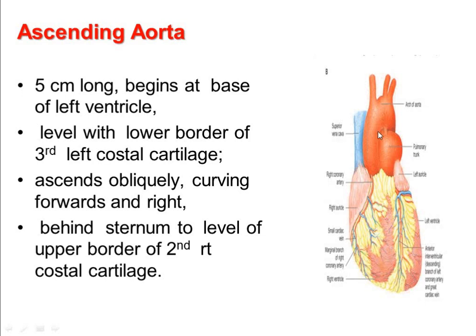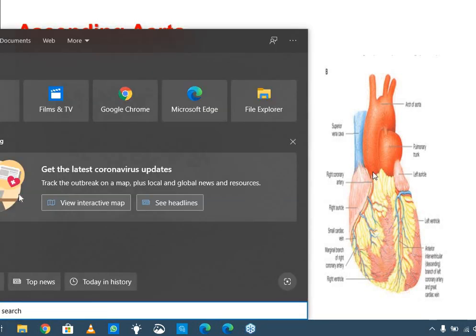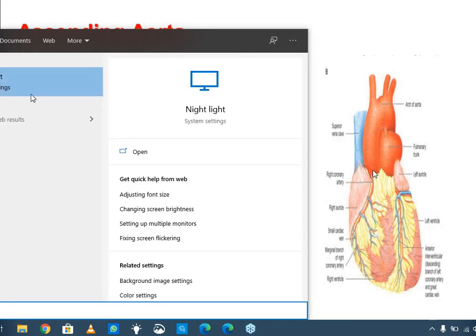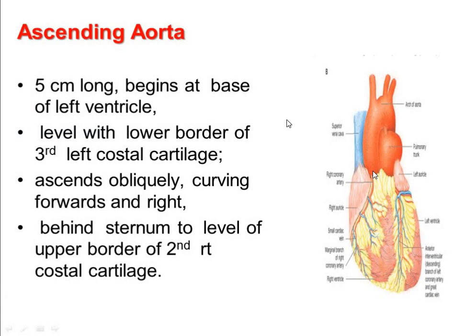The ascending aorta is approximately 5 centimeters long. It begins from the left ventricle, from the infundibulum of the left ventricle at its base, at the level of the lower border of the left third costal cartilage. Then it ascends obliquely, curving forwards and to the right. See, this is emerging from the left side and it's going obliquely, curving forwards and towards the right.